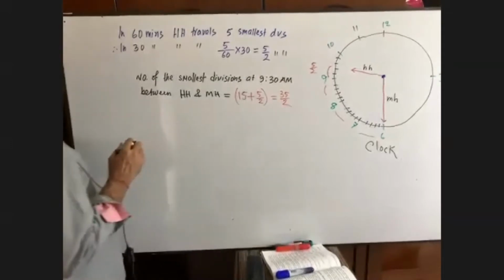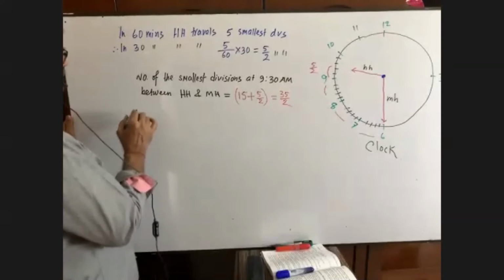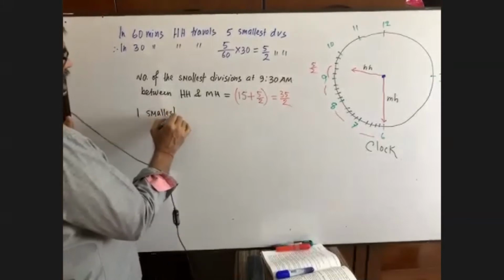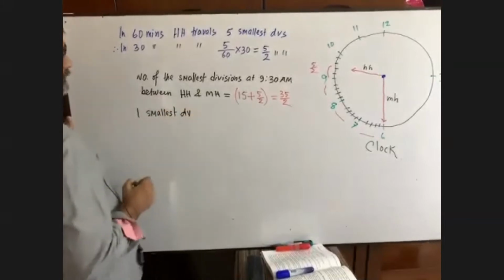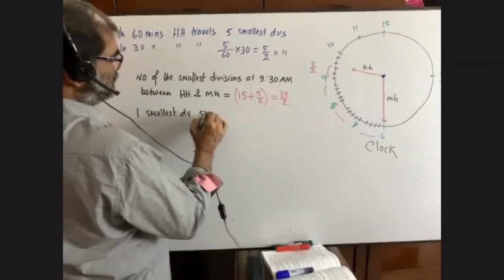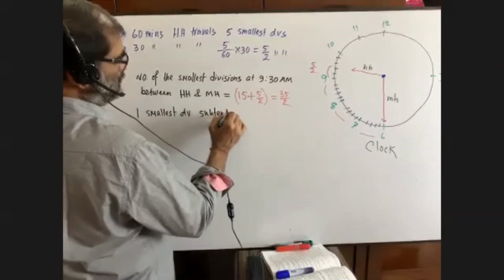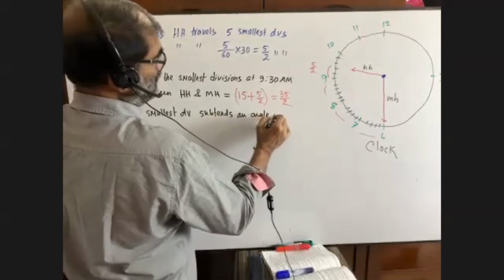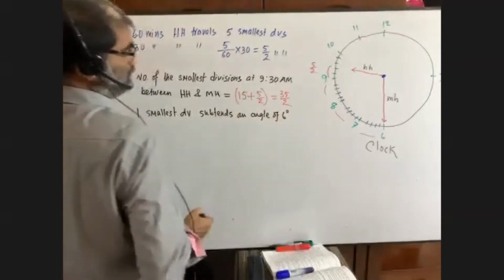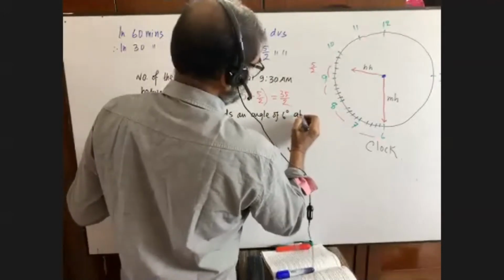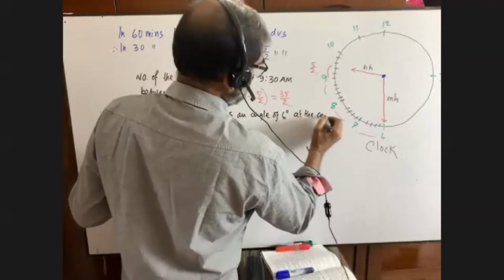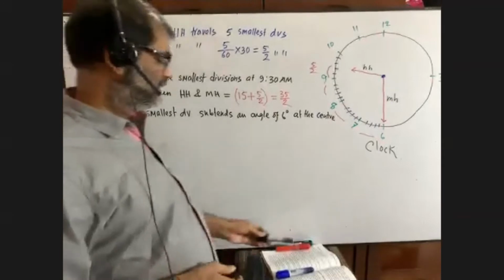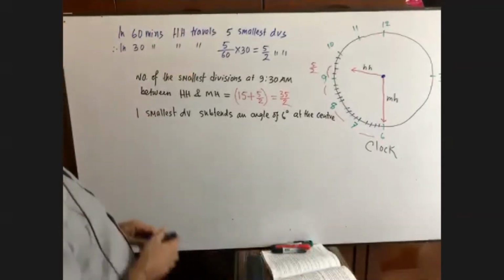Okay. 1 smallest division subtends an angle of 6 degree at the center. Right? That I also told you. One smallest division subtends an angle of 6 degree.